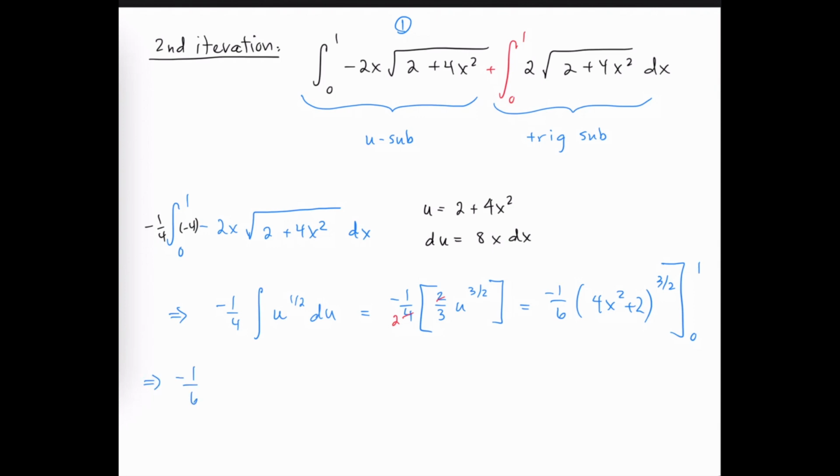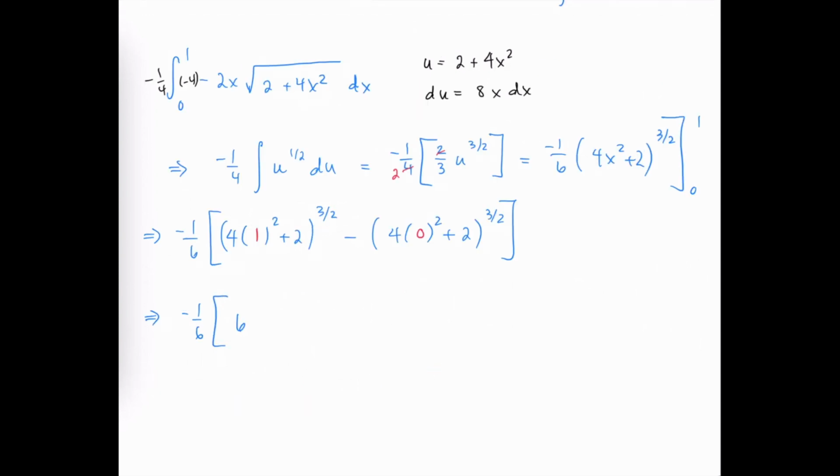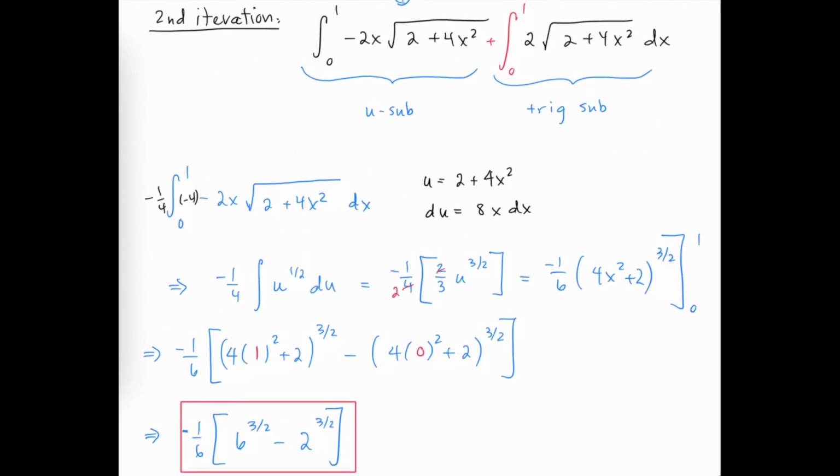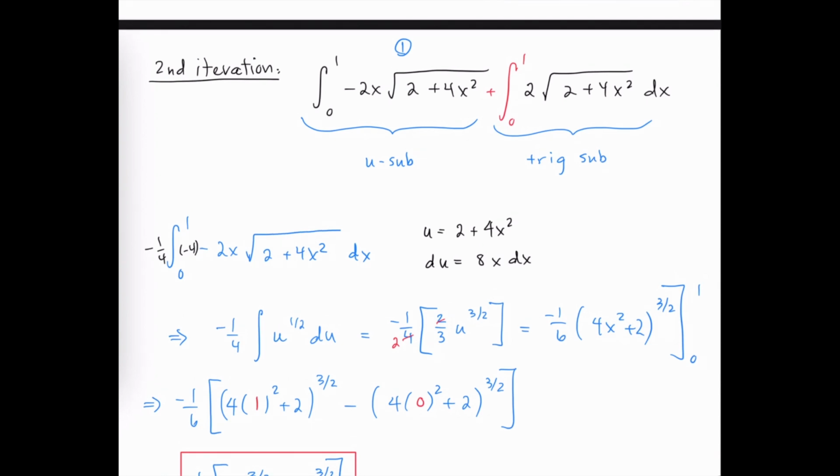Let's leave that negative 1/6 on the outside and evaluate this antiderivative at the upper limit. So we plug 1 in for x, and then from that we're going to subtract the antiderivative with 0 plugged in. And when we simplify, we get 6 to the 3/2 minus 2 to the 3/2. Let's leave it like this for now until we see what that second integral yields. So now we're going to come back up here and tackle this trig sub.